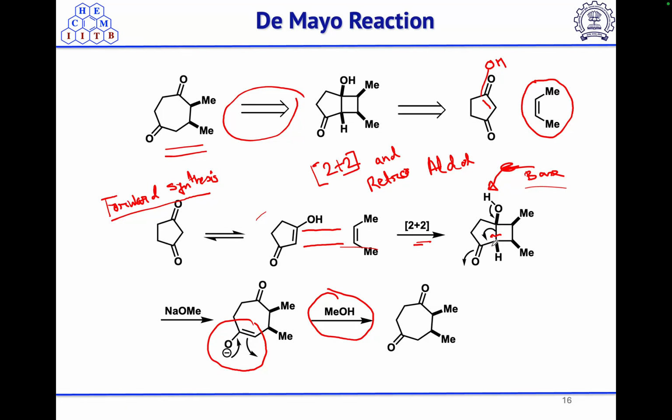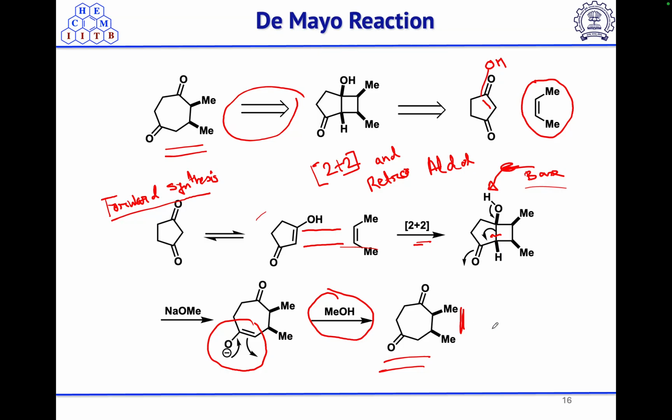The retroaldol reaction is basically the reverse of the aldol reaction. In this retroaldol reaction you will generate this enolate. This enolate will take a proton from the solvent methanol and you will get this carbonyl compound. So you can see how easily you get this 7-member ring with this 1,4 diketone and this cis stereochemistry here, okay.